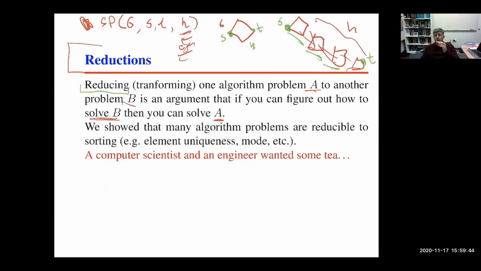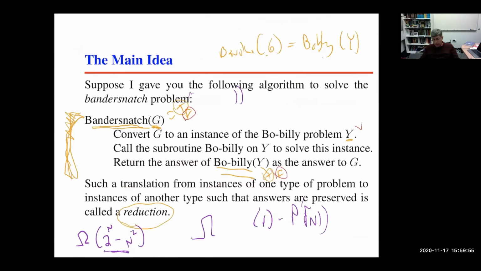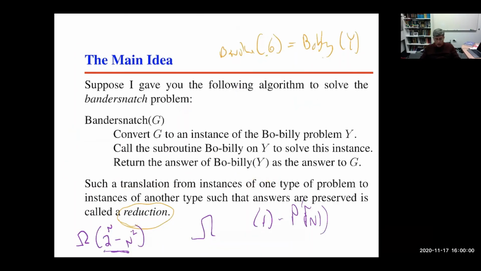And that is the kind of thing that this Bandersnatch-Bobilly is. What does that Bandersnatch-Bobilly algorithm look like? I am giving you a way to solve, okay? I am reducing the solution of Bandersnatch to the solution of Bobilly. I am translating my Bandersnatch instance into a Bobilly instance, such that a Bobilly of Y gives me Bandersnatch.